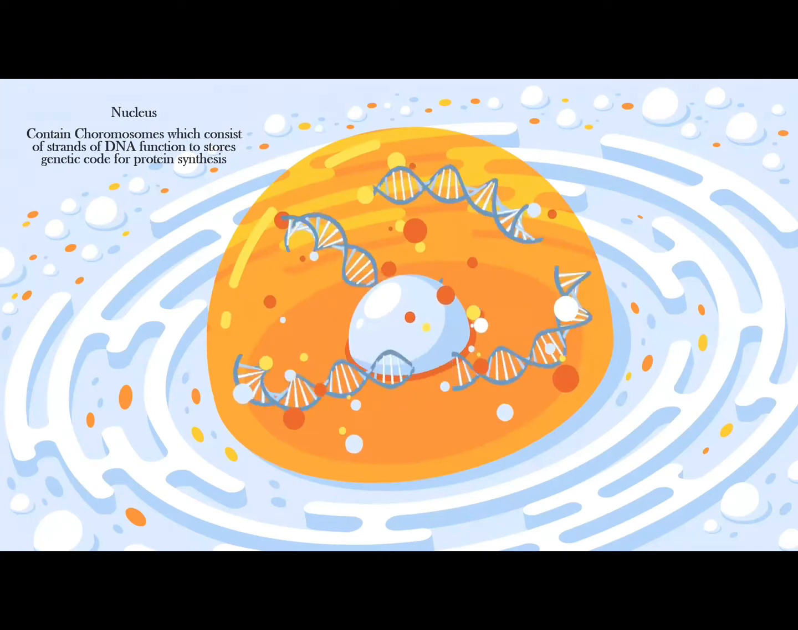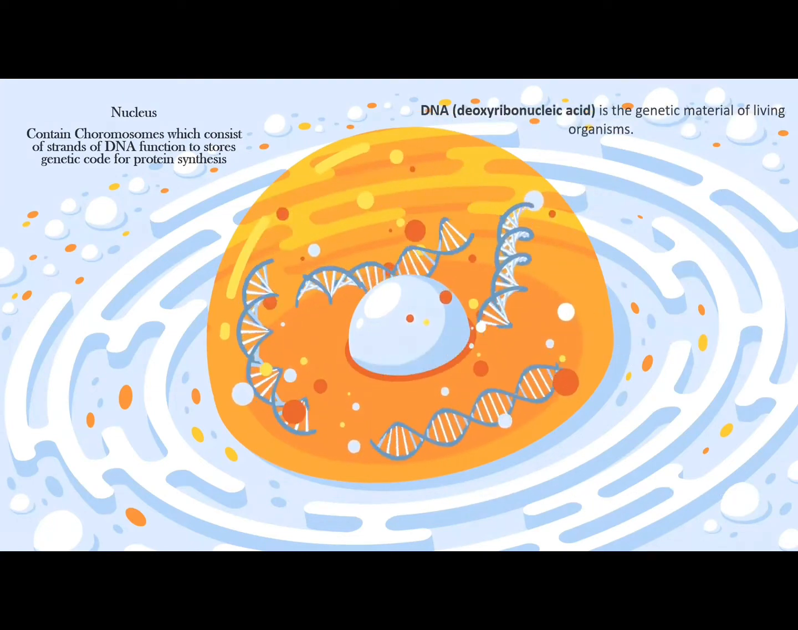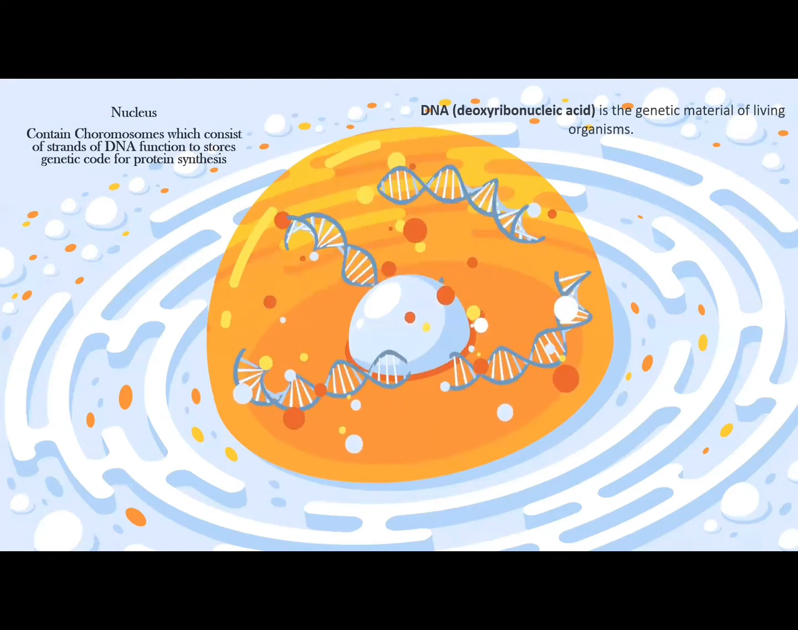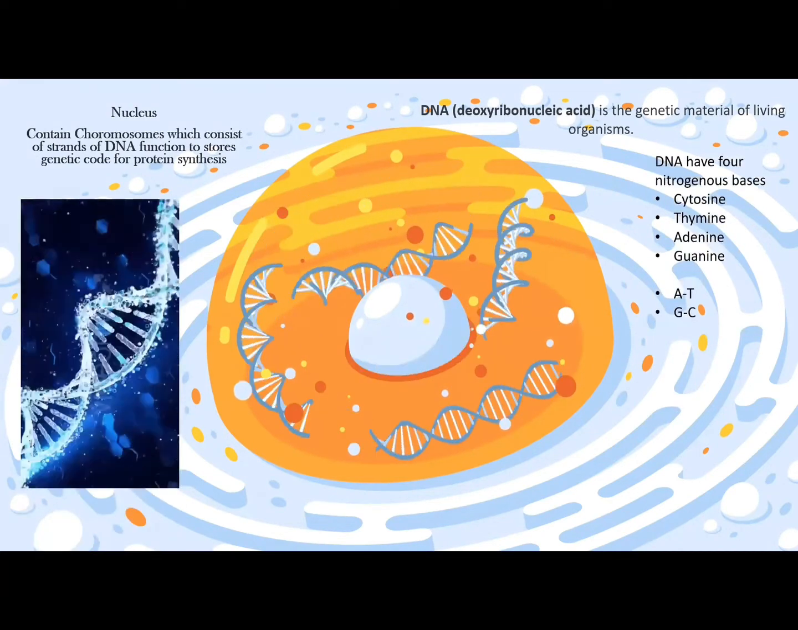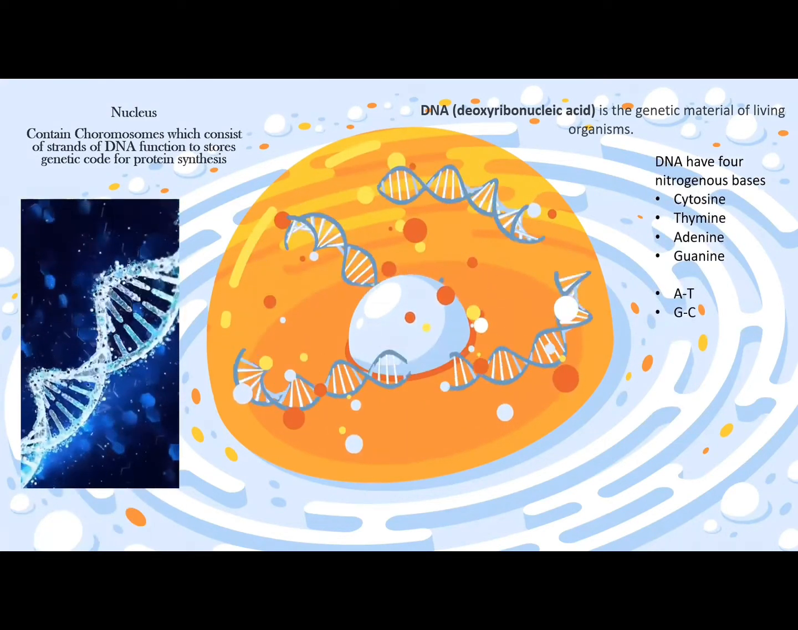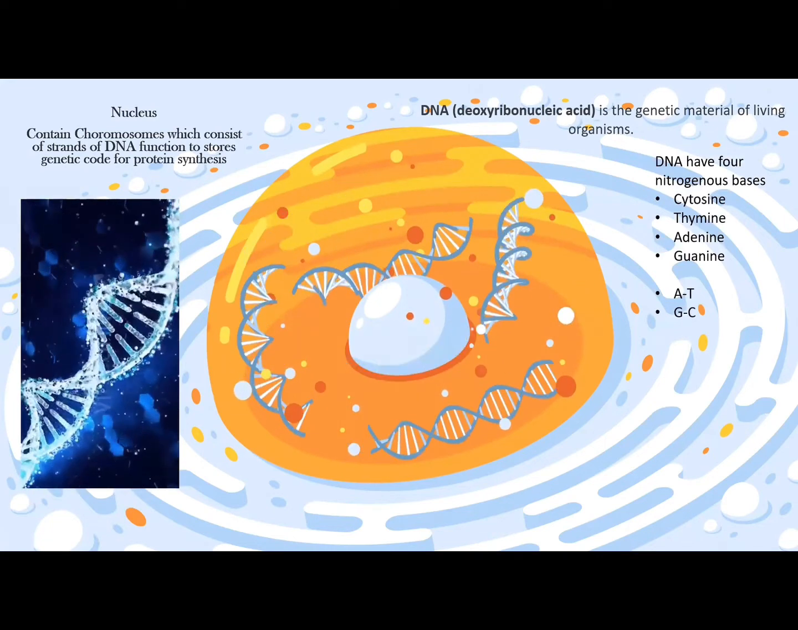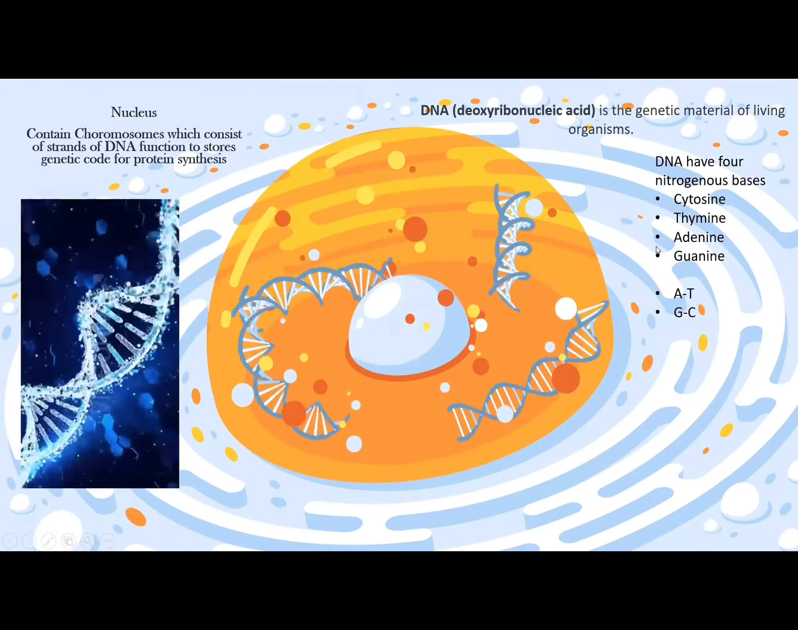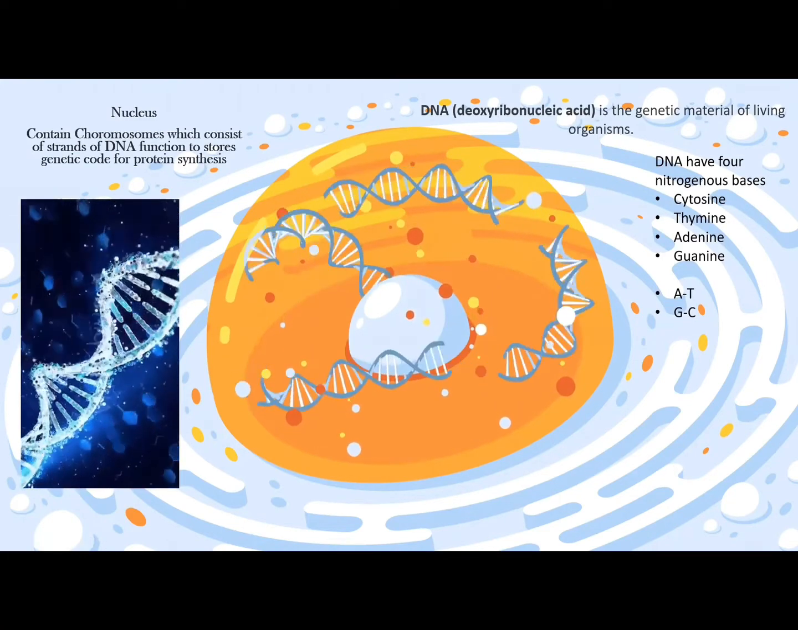Okay, if you still remember, DNA is deoxyribonucleic acid. It's the genetic material of living organisms. The DNA has four nucleotide bases, or nitrogenous bases, known as cytosine, thymine, adenine, and guanine. And the pair is ATGC.